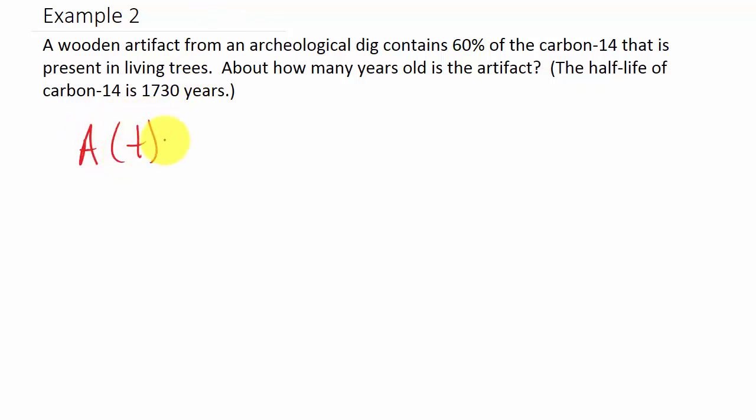Alright, so we'll use the function A of t is equal to A sub 0 e to the kt. The main thing that we need to do is figure out what k is. Now notice, I don't know if you watched the first example I did, but it's a little bit different than this one. They don't give us the initial amount in this one, do they? But that's not a big deal.